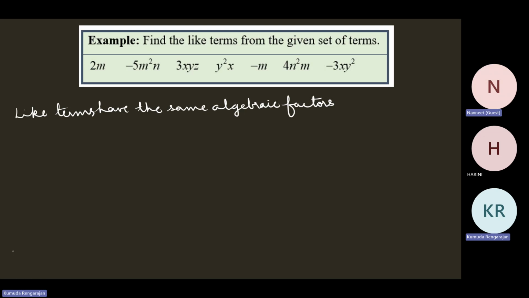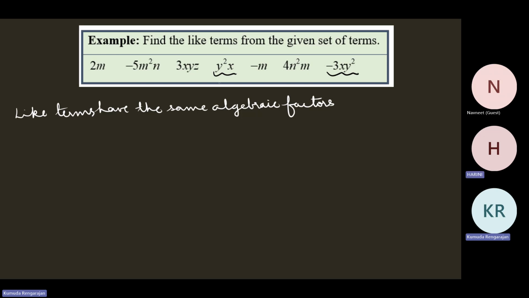Ma'am, can I say one like term from this? Ma'am, y square x and minus 3xy square. Correct. Ma'am, I can't understand you, ma'am. No, I haven't finished explaining. He answered before that. I haven't finished it.